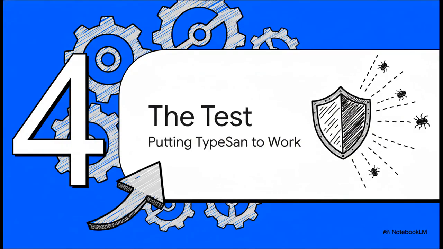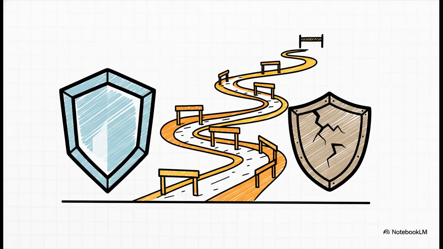Okay, so on paper, this sounds amazing, right? But the real question is, how does it actually perform? What happens when you put it to the test? To find out, the researchers set up a head-to-head battle. They pitted TypeSan directly against the reigning champ, CaVer, and they didn't use some easy test. They used the SPEC Benchmark Suite, which is this industry-standard set of really tough programs designed to push systems to their limits. It was time to see who was stronger and faster.